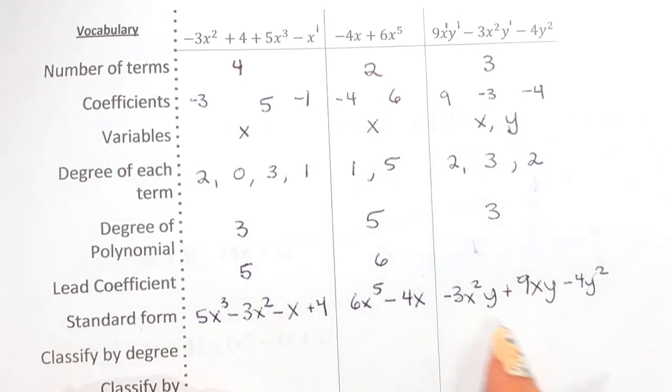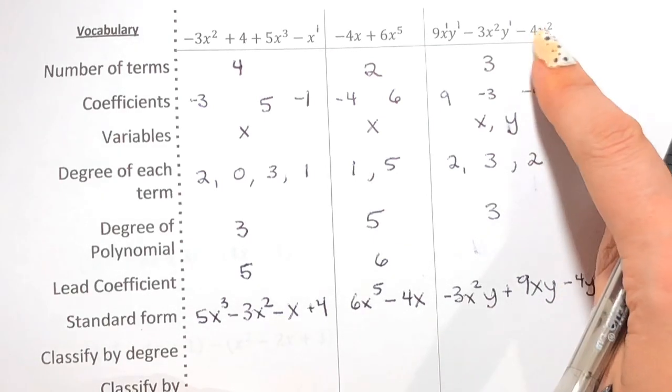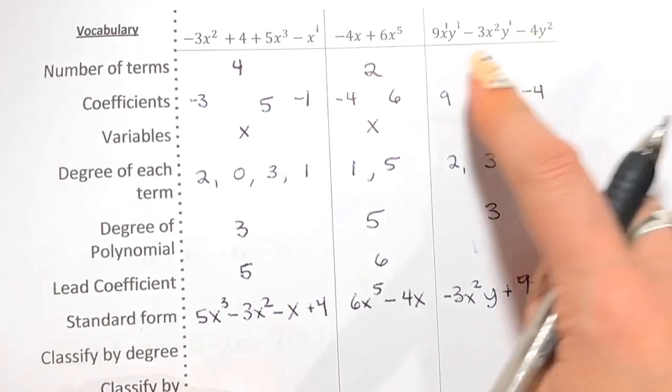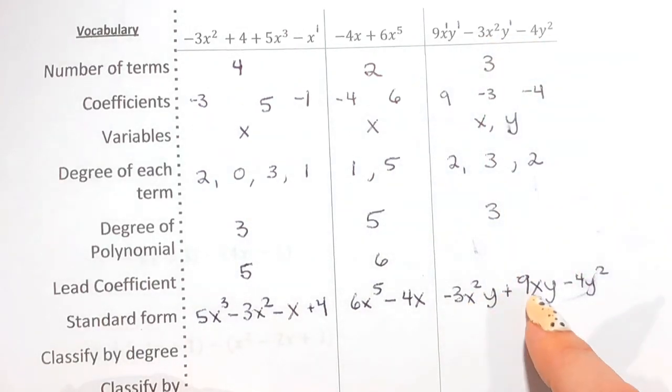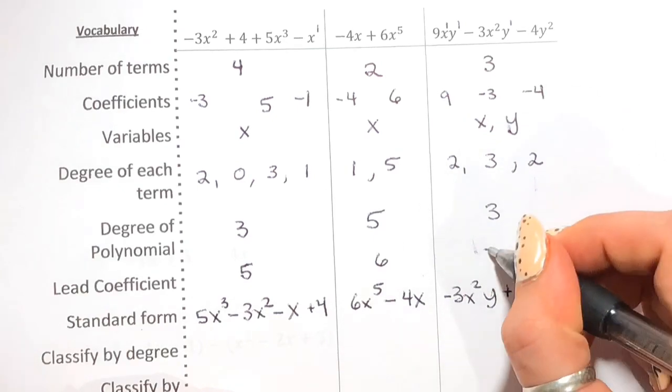Just to refresh that, you want to go alphabetically. Since this one didn't have any x's, we just ignore it and we do anything with x's first. And so we went x squared and then x, and then the y squared goes at the end, even though this has a power of 2 and this one has a power of 1. I know that seems kind of weird, but just go alphabetically. But now that it's in standard form, we can see our leading coefficient would be that negative 3.